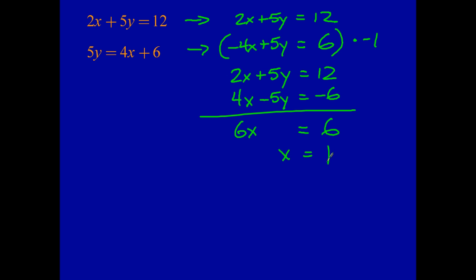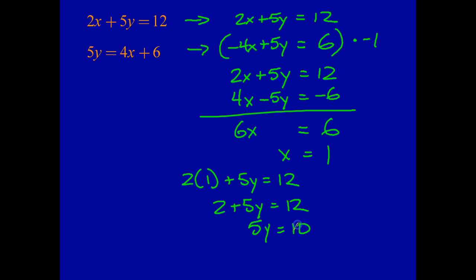Let's plug it in. We'll just do it that first one. So I got 2 times 1 plus 5y is equal to 12. So 2 plus 5y is equal to 12. 5y is equal to 10. Y must be equal to 2.